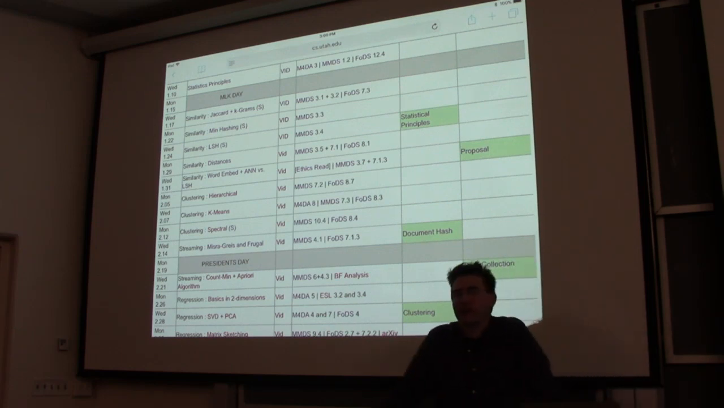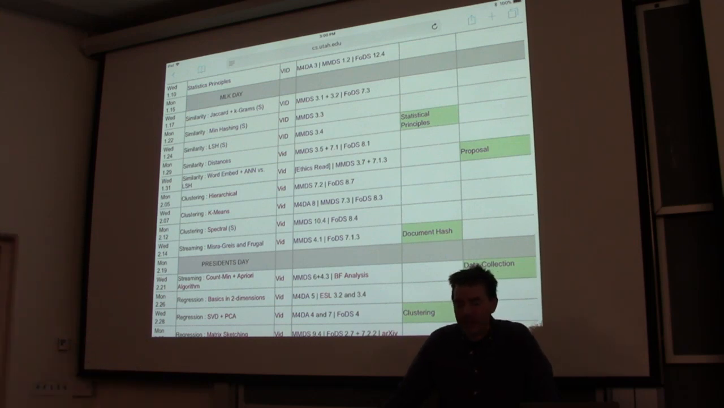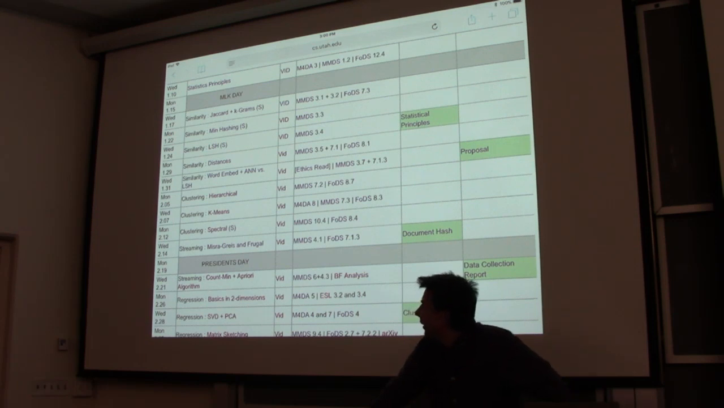Get started. So today is the last day in the similarity section of the class, where we're talking about similarities and distances and how to use them efficiently. And then starting next week, Monday, we'll start talking about clustering.